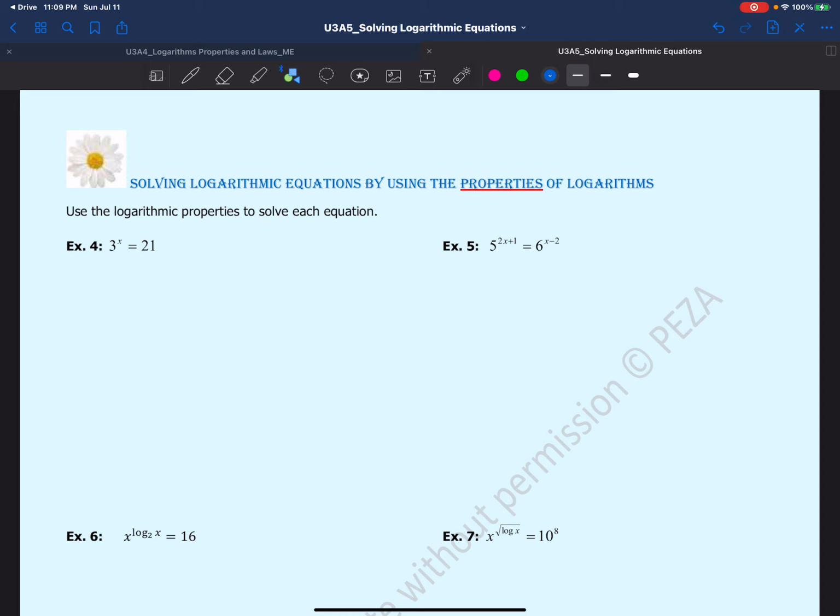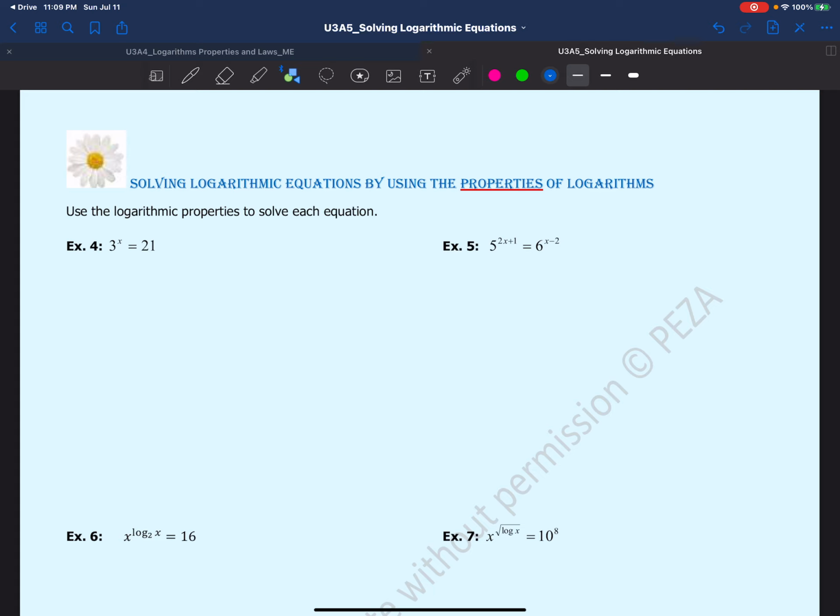We have solving equations by using the properties of logarithms. So here we have 3 to the power x equals 21. You probably tried to solve one of those equations in grade 11. Probably used trial and error. We're going to use logs now, and we're going to solve these equations with high precision. Impressive, isn't it? So here we go.